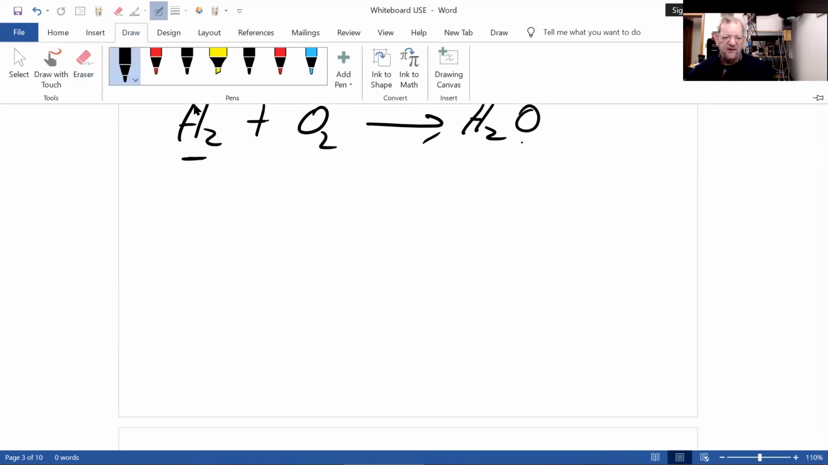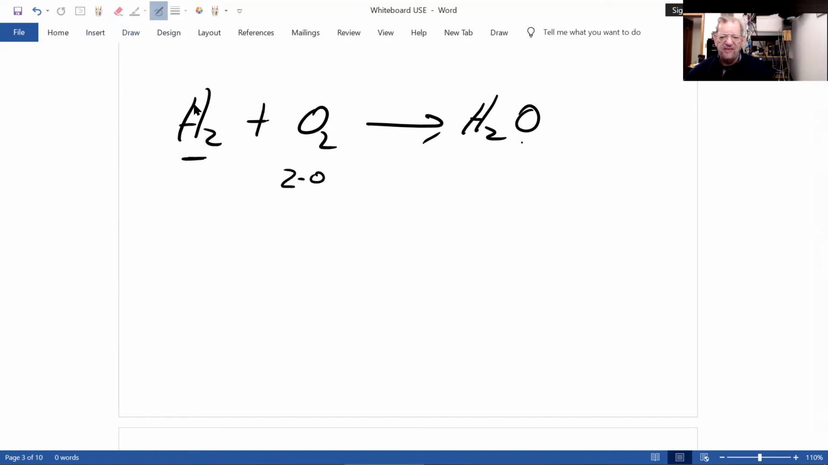Well, if I look here, I have 2 oxygen. How do I get this side to 2 oxygen? You can't change this formula. Can't put a 2 there. Students like to do that, and it's wrong. Water is always H2O. But I can change the number in front. This is called the coefficient.